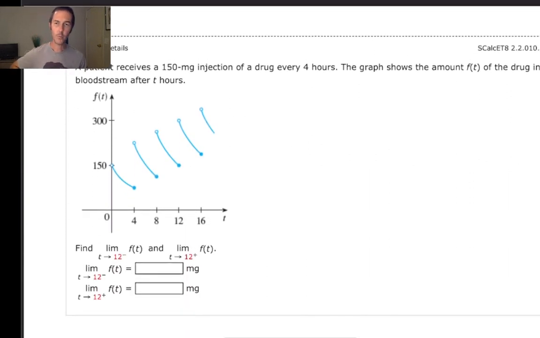And then here's a word problem. I actually read through this, and I like it.